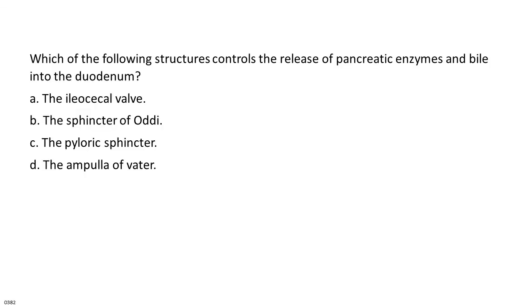Which of the following structures controls the release of pancreatic enzymes and bile into the duodenum? A. The ileocecal valve. B. The sphincter of Oddi. C. The pyloric sphincter. D. The ampulla of Vater.